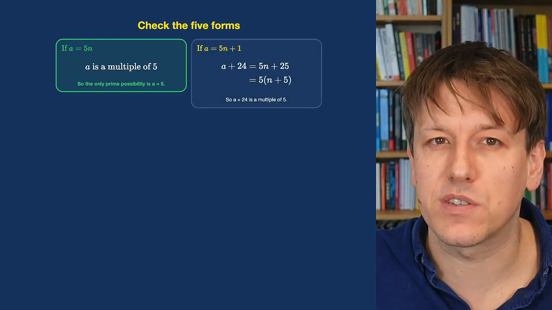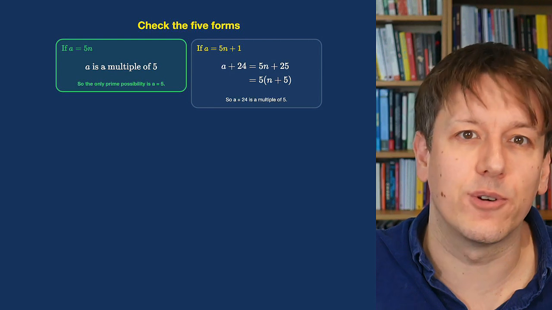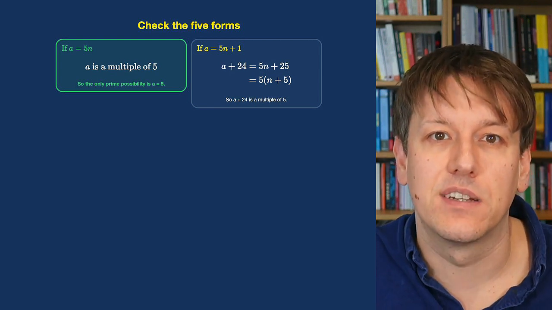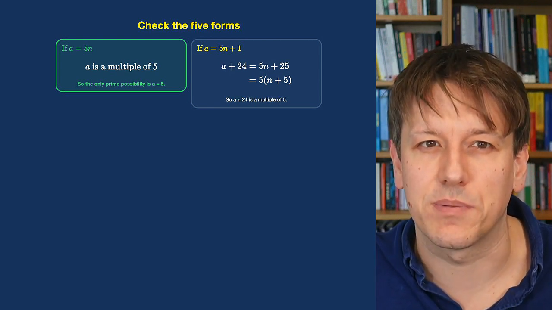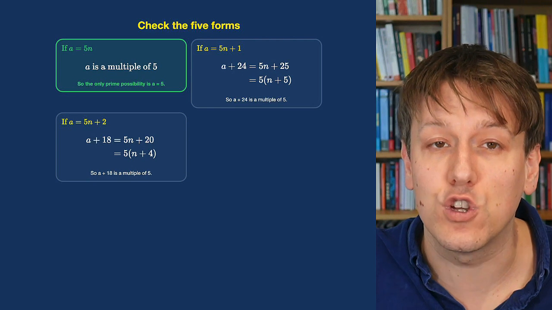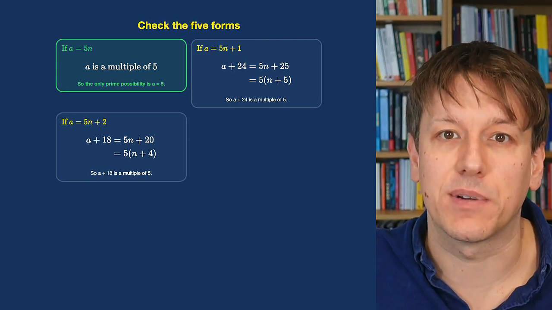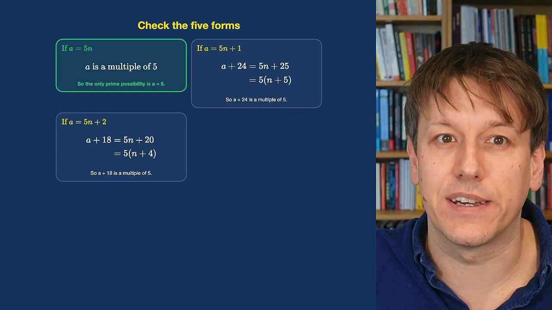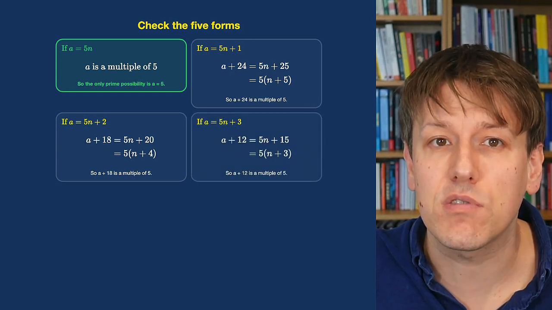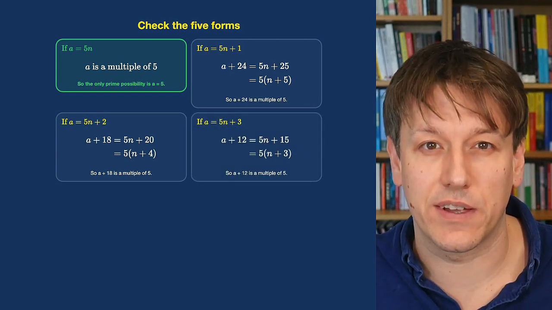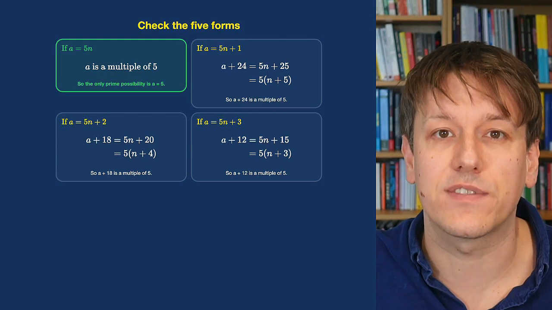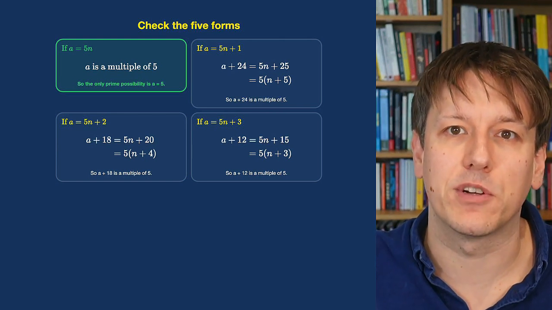If a is 5n plus 1, then a plus 24 is 5n plus 25, that's 5 lots of n plus 5, so it's a multiple of 5. If a is 5n plus 2, then a plus 18 is 5n plus 20, which is 5 lots of n plus 4, so that one's a multiple of 5. If a is 5n plus 3, then a plus 12 is 5n plus 15, which is 5 times n plus 3, and so that one will be a multiple of 5.